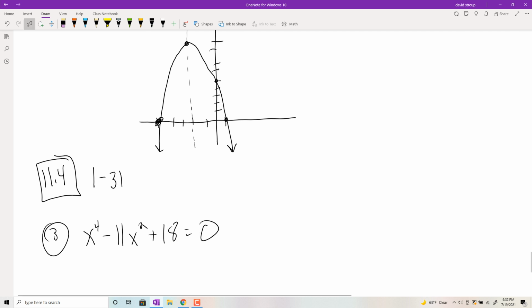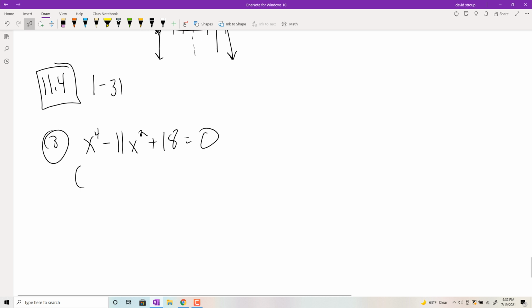You approach them in the same way. You're going to try to factor them. So usually it would be like x squared minus 11x plus 18. And now in this case we have x to the 4th. So what times what is x to the 4th? So basically x squared times x squared.